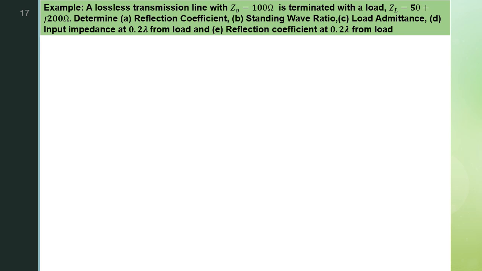Now we'll see a question to find input impedance, reflection coefficient and the standing wave ratio. A lossless transmission line with characteristic impedance of 100 ohm is having a load of 50 plus j200 ohm. We are asked to determine the reflection coefficient, standing wave ratio, load admittance and input impedance at 0.2 lambda from the load, as well as the reflection coefficient at 0.2 lambda from the load.